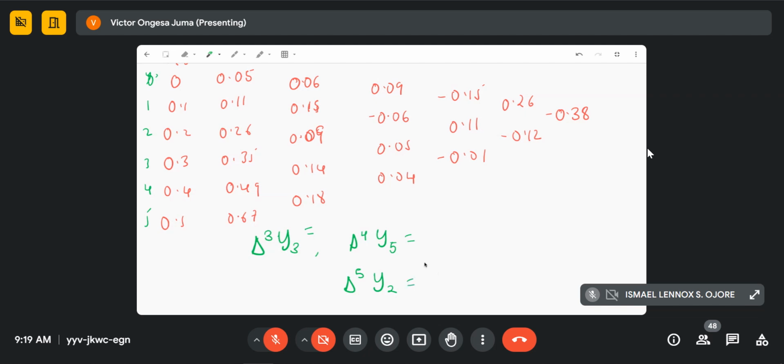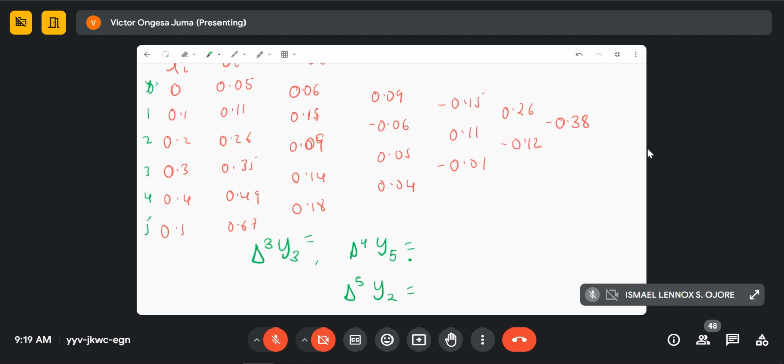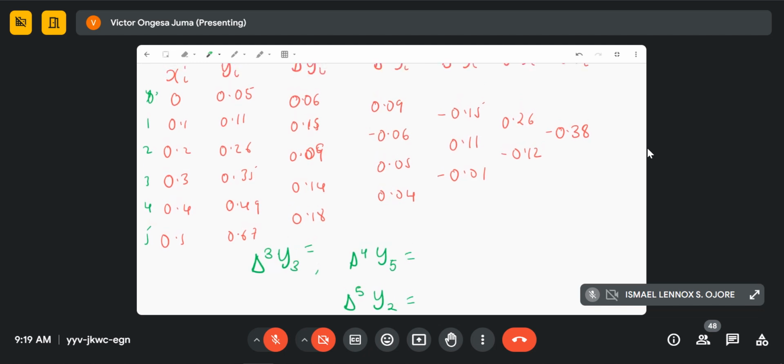Because you pick in the table, yes, you have to know. Negative that. 0.01. That is for which one? The first one. Negative 0.01. We will confirm. What is delta for y5?